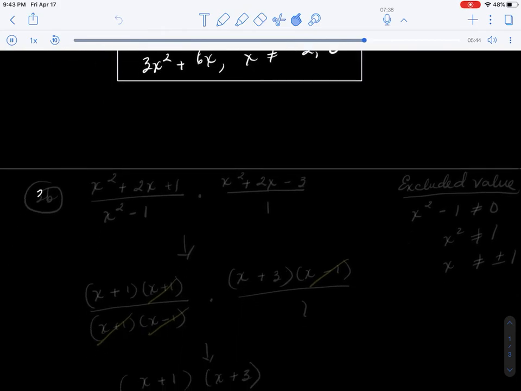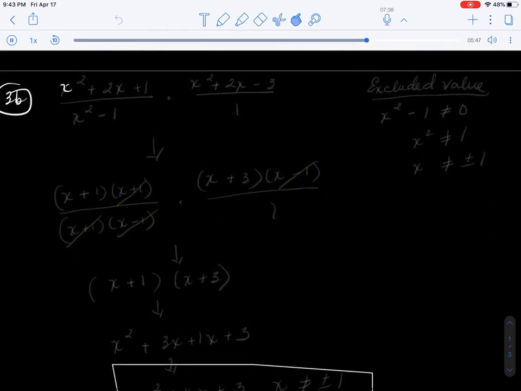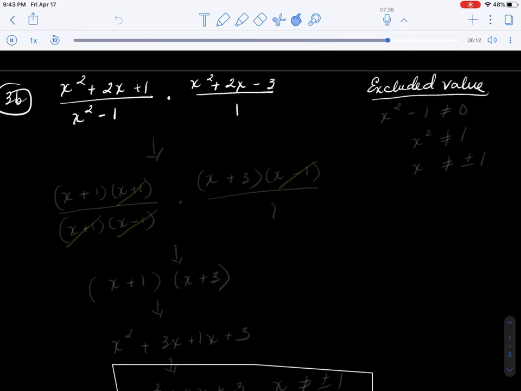Let's look at 3b. I have x squared plus 2x plus 1 over x squared minus 1, multiplied by x squared plus 2x minus 3. If I deal with fractions, I always want to put it over 1. Let's do excluded value. There's an unknown variable on the bottom, so I want to put x squared minus 1 cannot equal 0, x squared cannot equal 1, therefore x cannot equal 1 and negative 1.